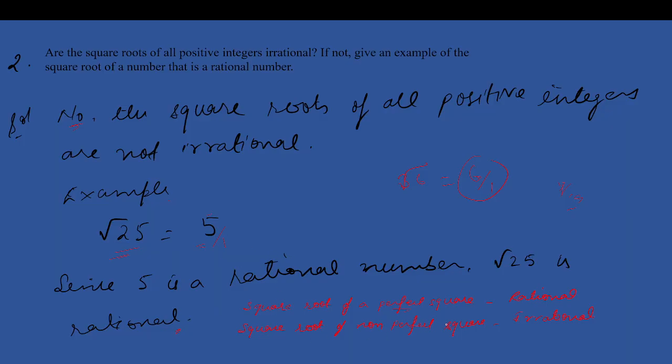And the square root of a non-perfect square is irrational, like 37. This cannot be written in the form of p by q. So it is not a perfect square and it is irrational. So the square roots of all positive integers are not irrational. I know this is a different concept, but you have to understand it like this only.